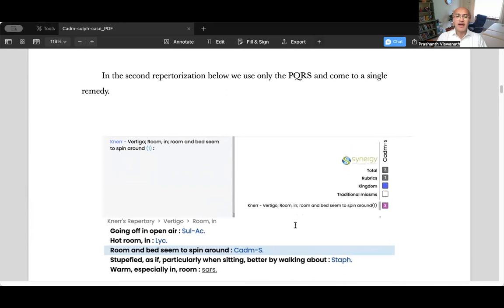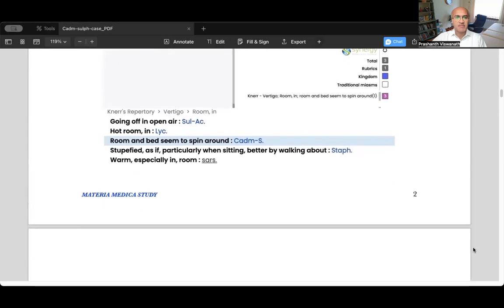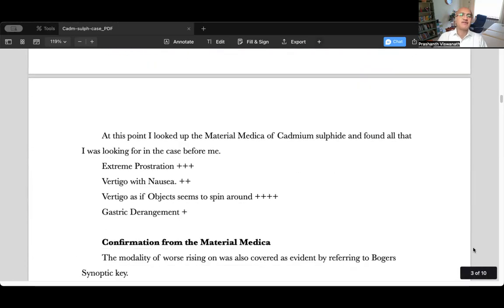So anyway, I looked at the materia medica of cadmium sulfide, and I wanted to know whether all the salient points were covered in the case, whether extreme prostration, vertigo with nausea was covered, vertigo as if objects seemed to turn around, that was covered, whether the gastric derangement was covered. And yes, it was covered.